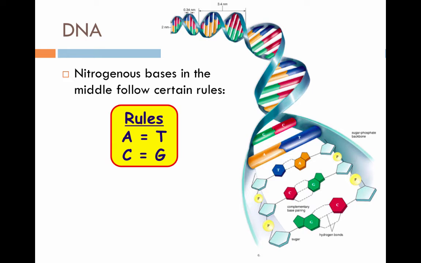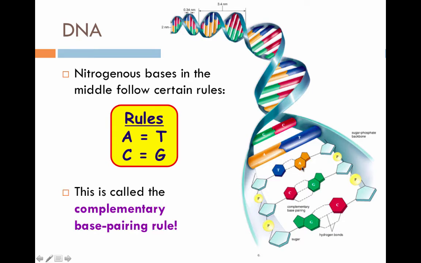Therefore, A equals T. And a cytosine on one side of the DNA molecule always binds to a guanine on the other side of the DNA molecule. Therefore, C equals G. Look at the picture to the right. You'll see that whenever there's a G, it's next to a C. Whenever there is a T, it's next to an A, and vice versa. This rule is called the complementary base pairing rule.